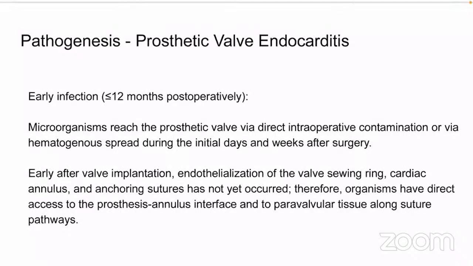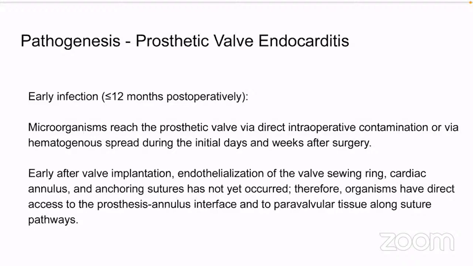Regarding prosthetic valve endocarditis, the pathogenesis, there are two types, early and late. For early infection, less than 12 months post-op, the microorganism reached the prosthetic valve via direct intraoperative contamination or via hematogenous spread during the initial days and weeks after surgery.